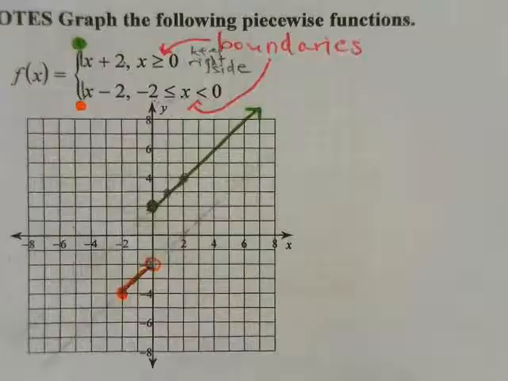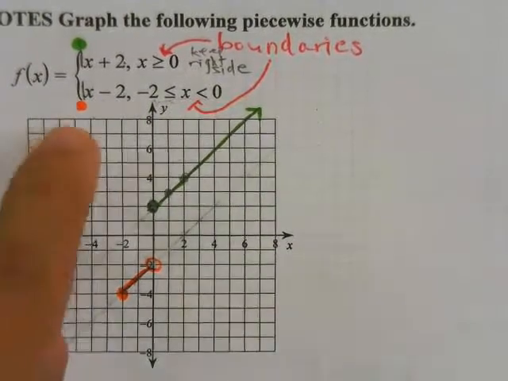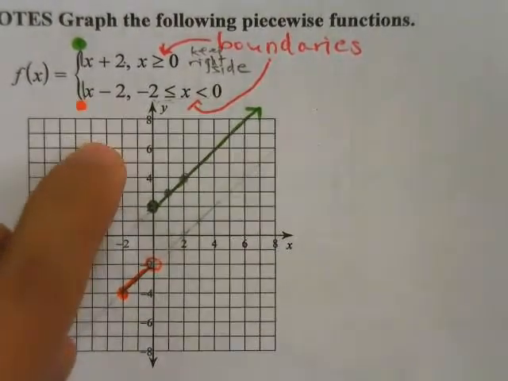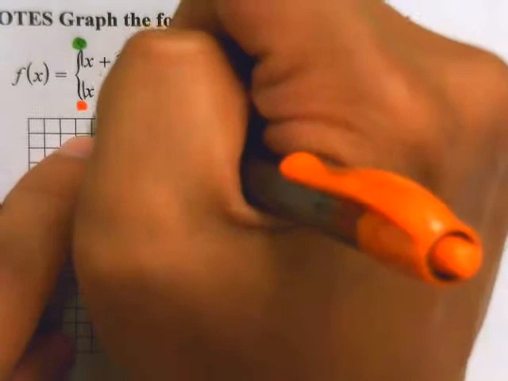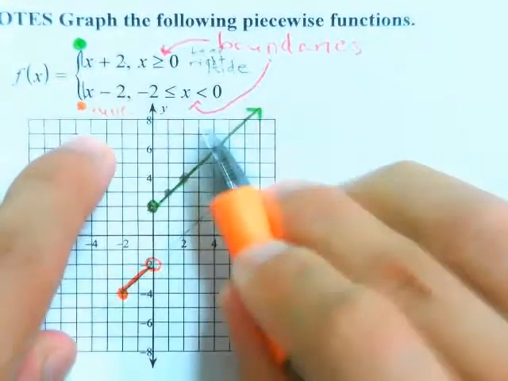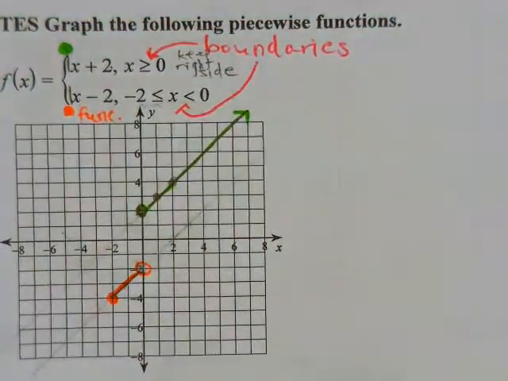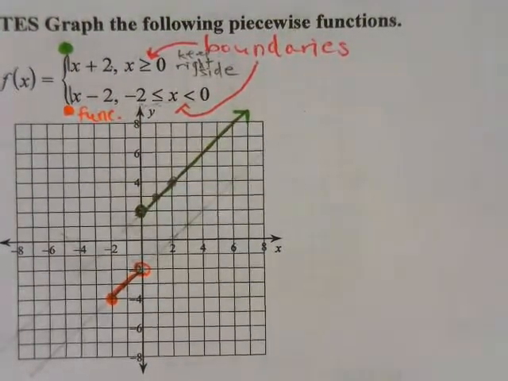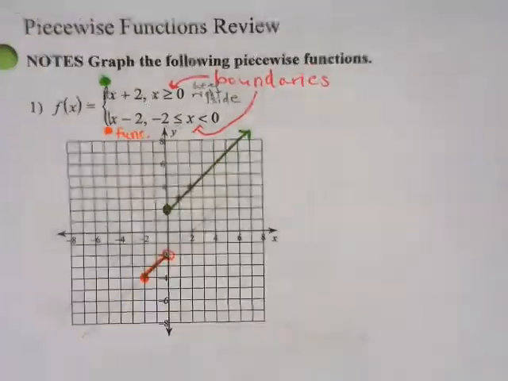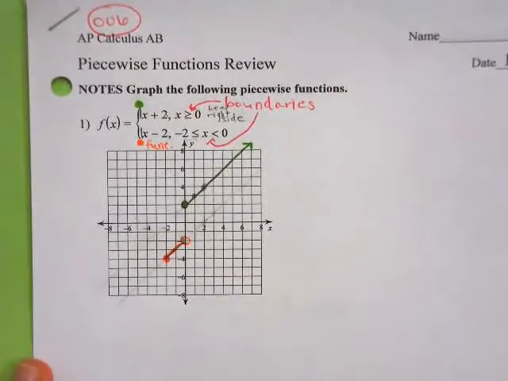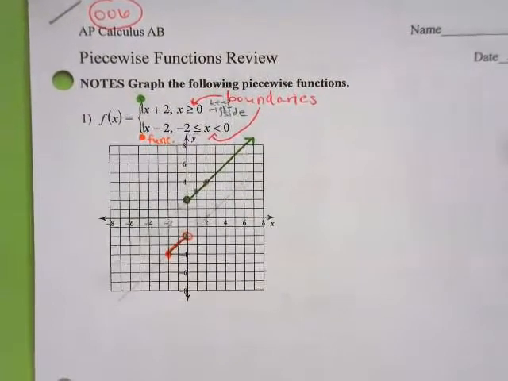Okay, so that is how piecewise functions work. You have the function over here, and then you got the boundaries of what parts we need for that same function. Okay, all right. Let's now go to number 2 on this.